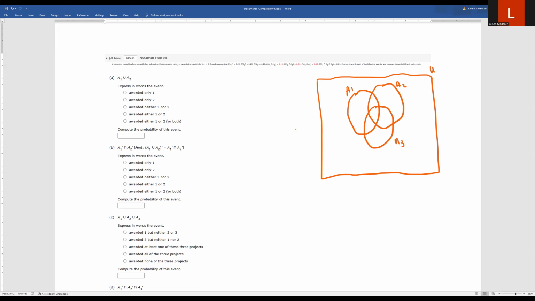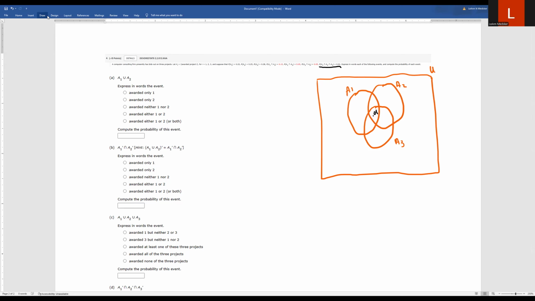And notice there is this empty space around the circles. That is the probability that things are not in any of those. So in other words, no awards for any of those. So let's start with the intersection. You always want to start with the innermost piece and work your way out. So the intersection of all 3 is 0.01. We're going to put that right there. Now, 2 intersect 3 is 0.05.